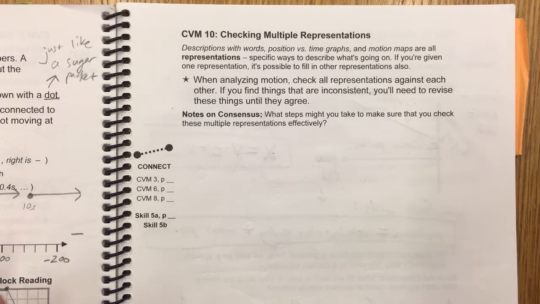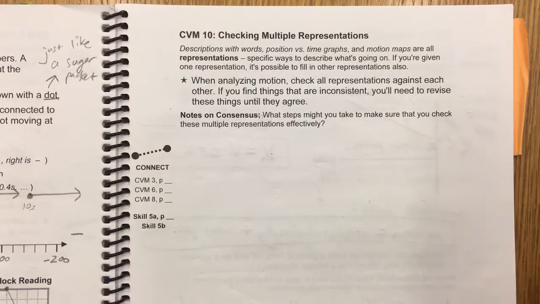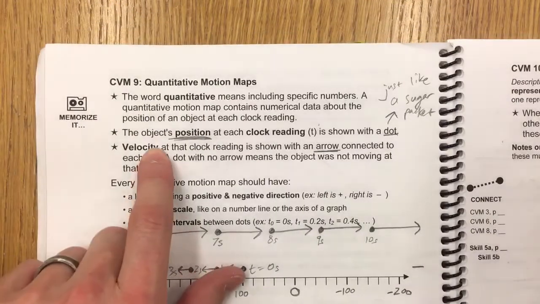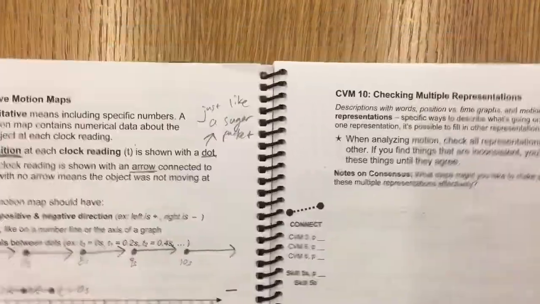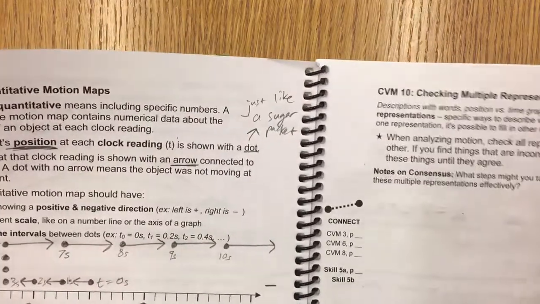If you've been playing that graphing game and making your calculations, checking your calculations against what you know works for the graphing game, that's an example of what we're talking about here. So I want to give you some suggestions of what you can do to check multiple representations. We're going to check back and forth with CVM 9, so make sure that your notebook is open like this. That is, you want to have both pages of the notebook open.